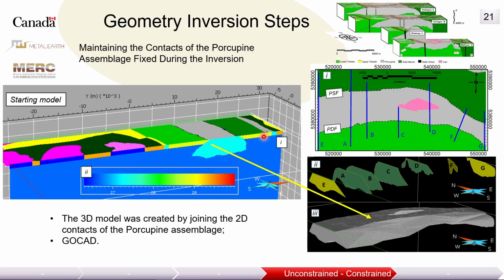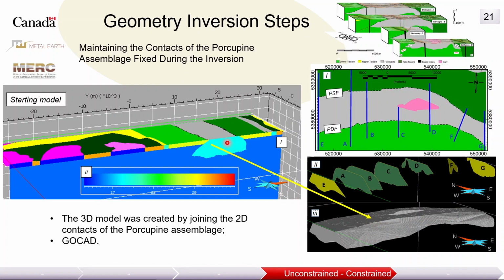And the way that we found out was, remember this was a model that I showed before. So we have these 2D models already. So we use these 2D models that I showed before and create a 3D model just by joining the contacts of the porcupine assemblage. So we have here from these 2D models, these 3D models. And in this case now I can use the porcupine assemblage to kind of anchor my inversion.